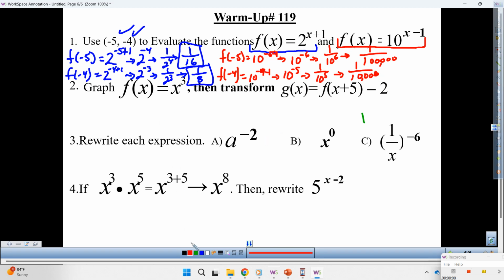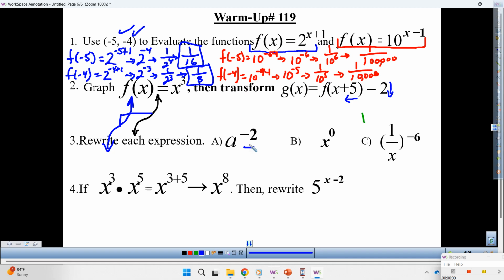Next, graph f of x equals x cubed. A cubic function looks like this. And then it says to transform it according to this, we move it 5 to the left and 2 down, 5 to the left, and 2 down, so our new function should be down here, something like that.